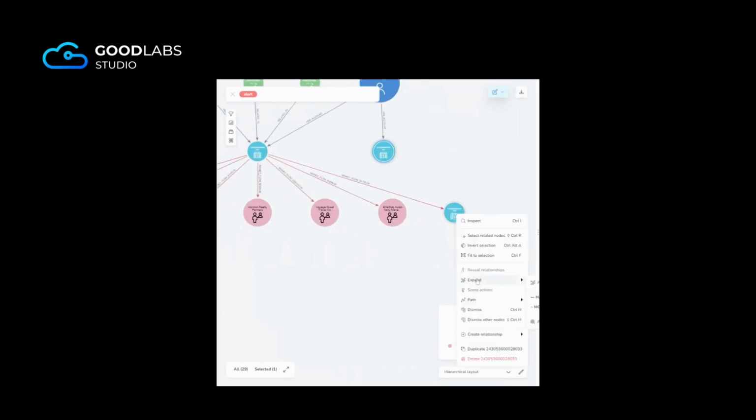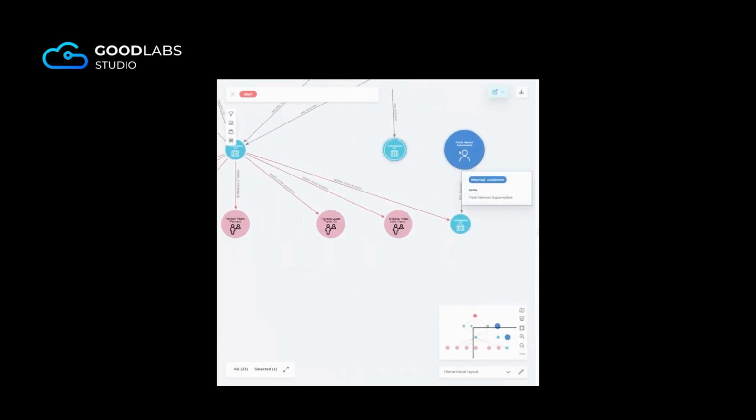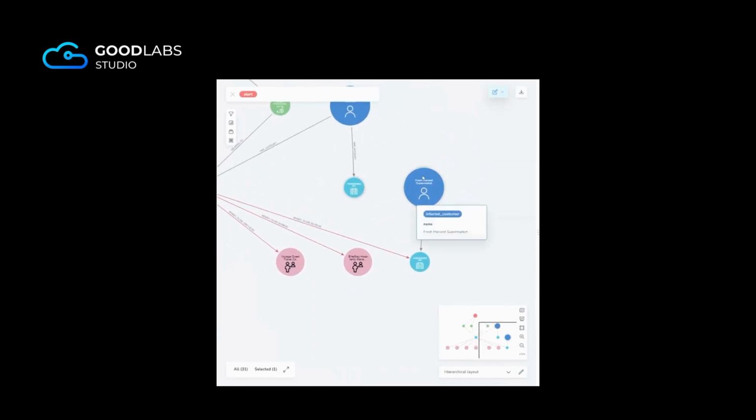We'll start off first determining who owns this account. We can see it's owned by Fresh Harvest Supermarket. Now, as it's an internal customer, let's take a look to see if there are any other accounts related to this account.